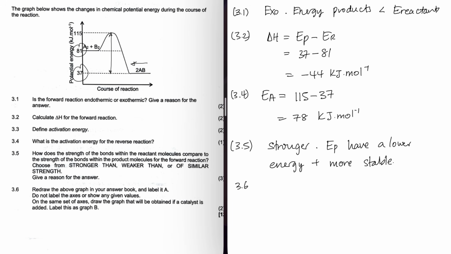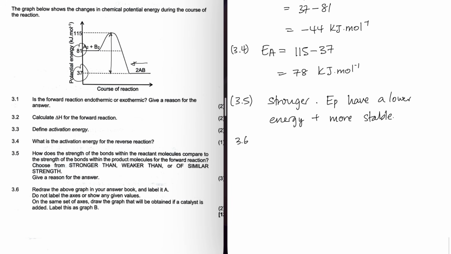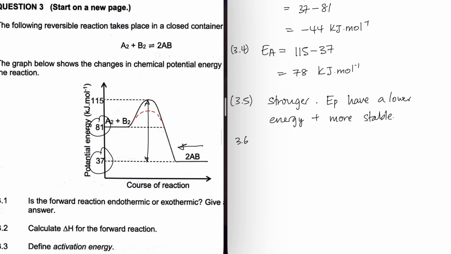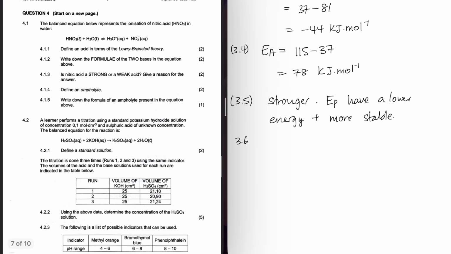Question 3.6, redraw the graph and show how a catalyst is going to affect it. So a catalyst only speeds up the reaction by reducing the activation energy. So if we are going to use a catalyst, it is simply going to have a dotted line like that. That's all it does. Now let's take a look at question 4.